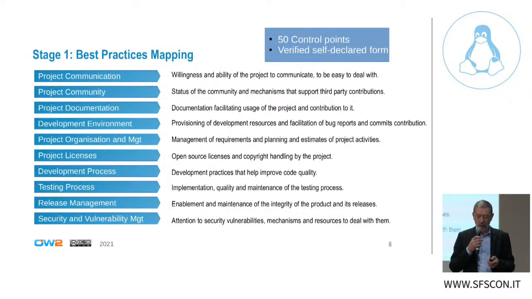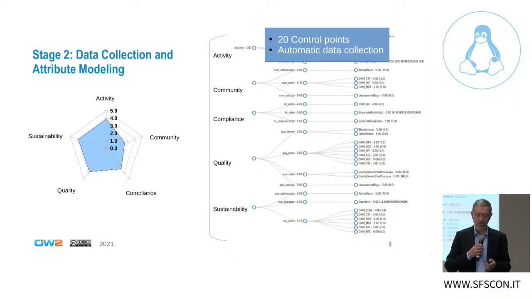The way we're doing this is through a 3-stage evaluation. So the first stage is by looking at the best practices. We have 10 categories of best practices, each highlighted with 5 checkpoints. So we have 50 control points in the best practices, to make sure that the product is well supported, the quality is respected, and it respects the legal compliance that we expect.